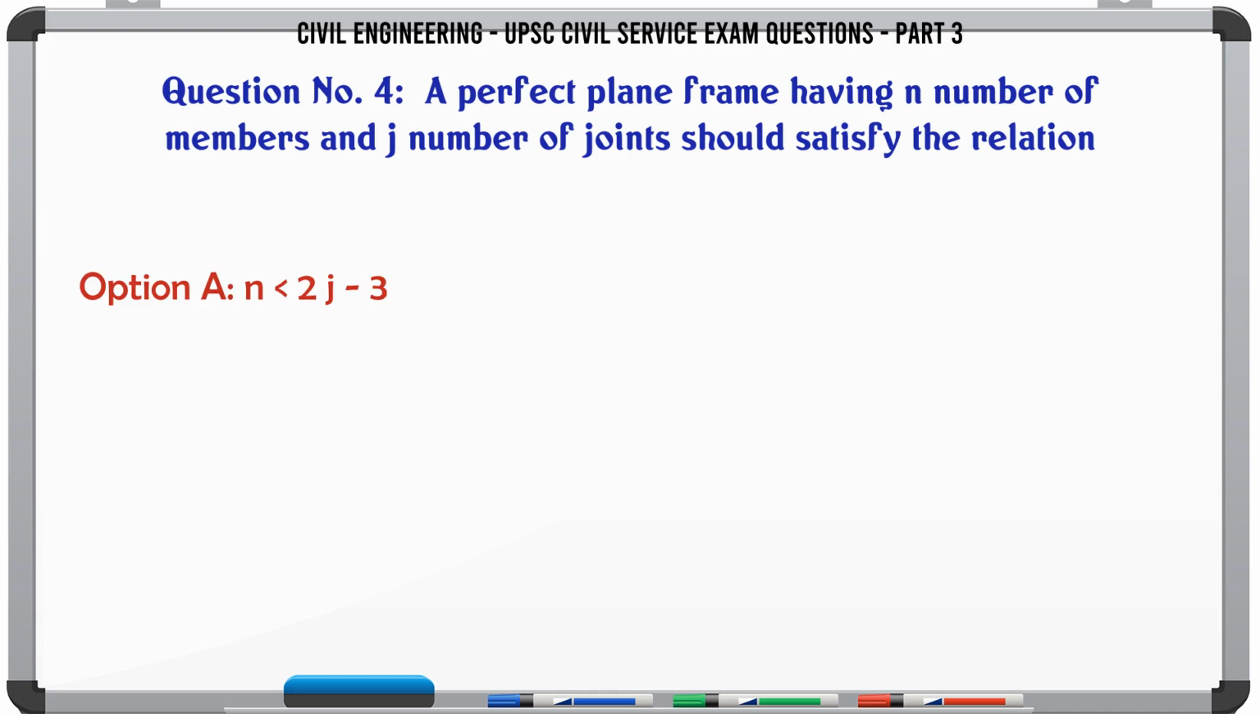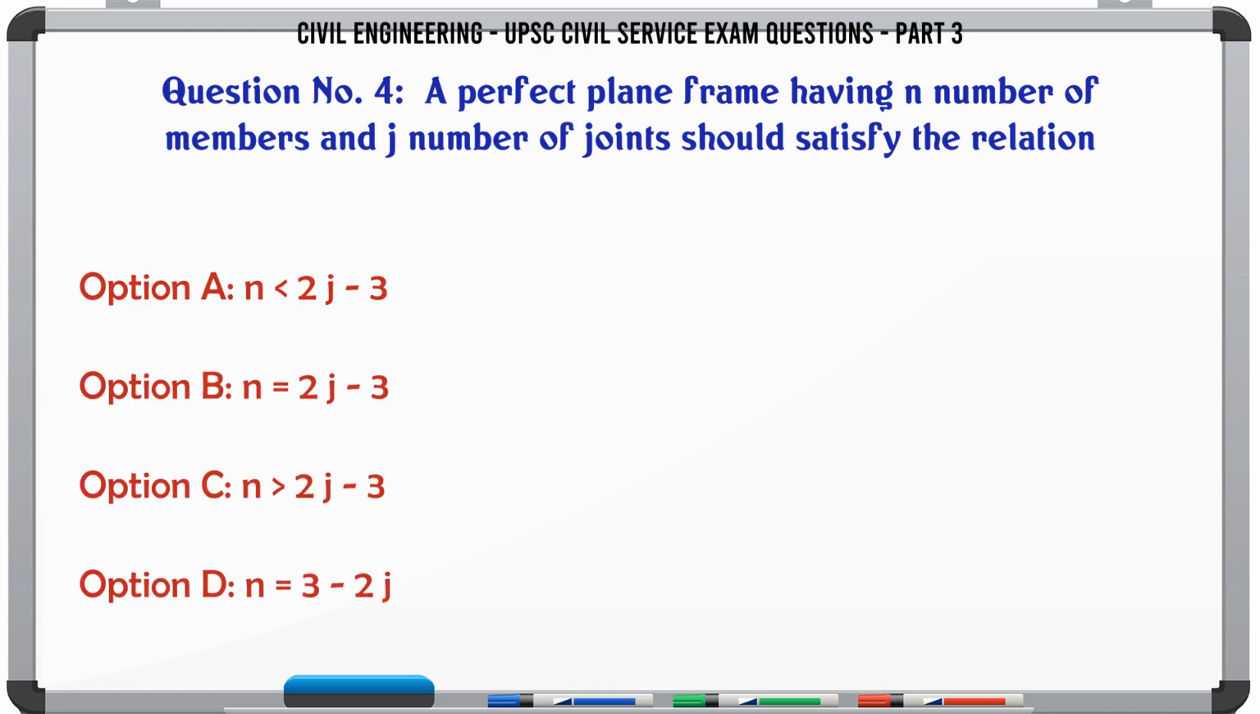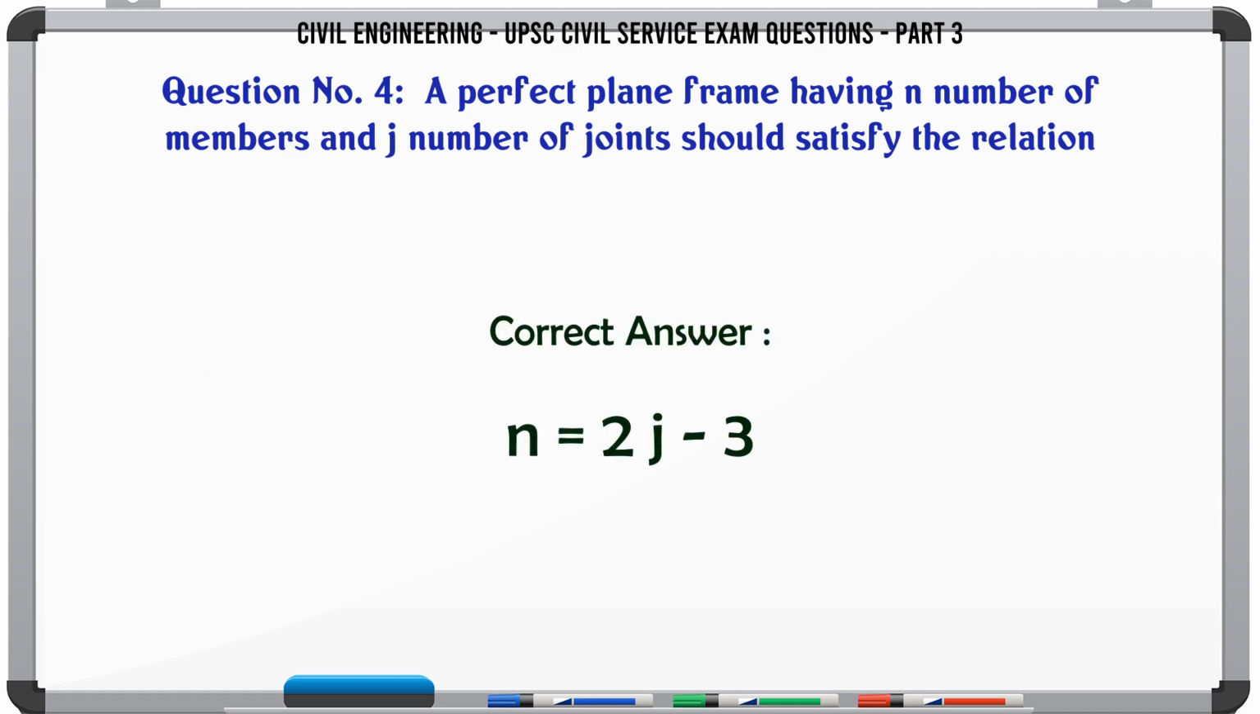A perfect plane frame having n number of members and j number of joints should satisfy the relation A. n2j3, B. n2j3, C. n2j3, D. n32j. The correct answer is n2j3.